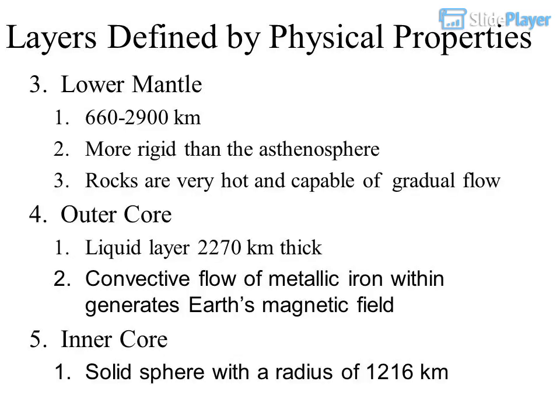Layers defined by physical properties. Lower mantle. 660 to 2,900 kilometers. More rigid than the asthenosphere. Rocks are very hot and capable of gradual flow.